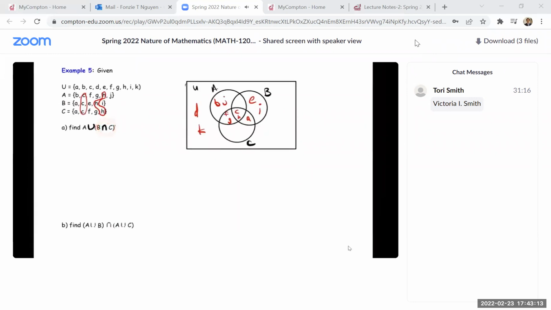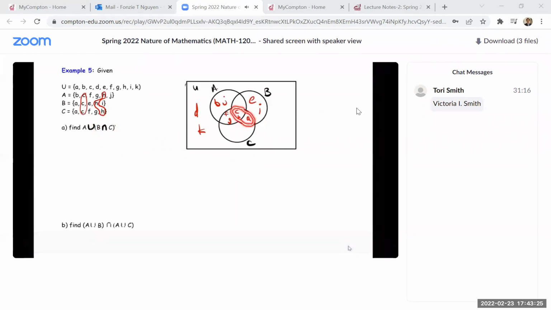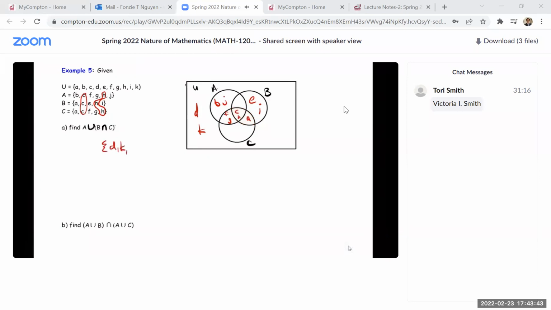First, we do parentheses. B intersects C. Anybody see what's in B intersects C? C, H, and A. But then it's the complement of that, right? So everything outside of that: B, J, F, G, E, I. Yeah, everything else. So let's write that out. That's going to be D, K, B, J, F, G, E, I, right? Everything except this.